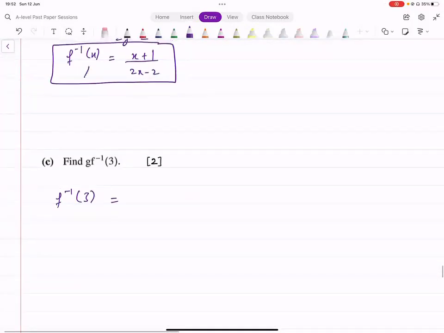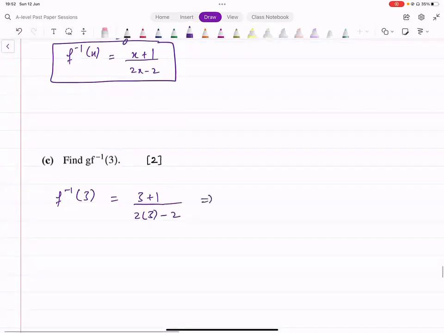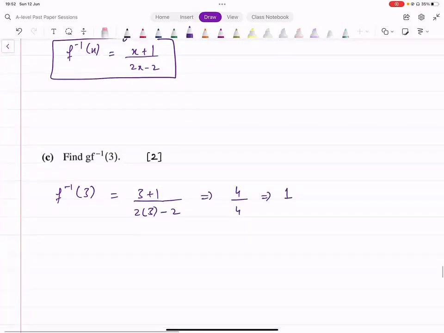We just input 3 in this function. So we get 3 plus 1 divided by 2 times 3 minus 2. And that gives us 4/4, and that's equal to 1. So basically, f inverse of 3 is equal to 1.